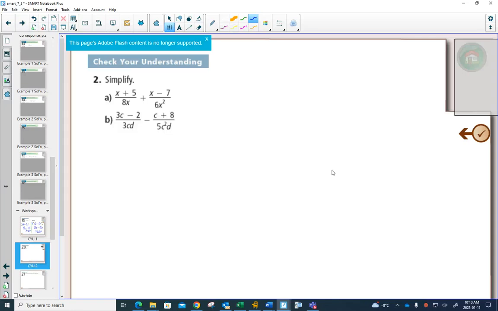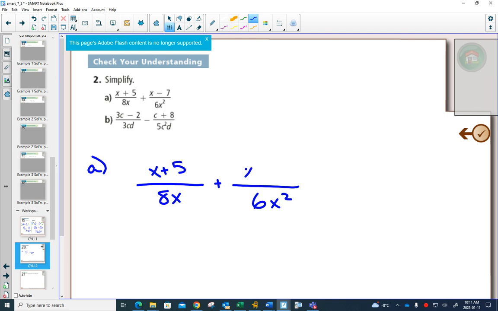Example 2 has more of the same things as example 1, just upping the level of the algebra a little bit. So again, I'm going to start with A and rewrite what we have. So with the 8 and 6, again, the smallest common denominator between 8 and 6 is 24.